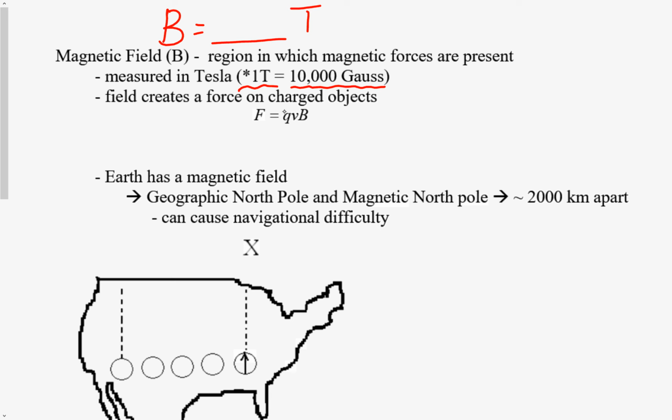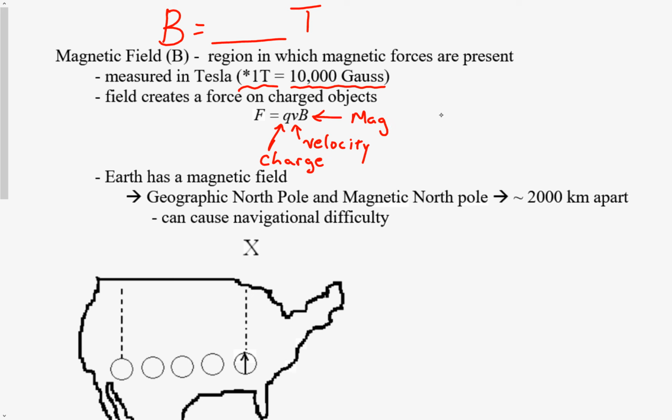So as we move on, a region in which magnetic forces are present, measured in Tesla. A field creates a force on charged objects. So if you were in physics in particular, we would look at this. This Q represents charge. And what's kind of cool is magnetic fields can exert forces. So the V is velocity. And we're not going to work any of these. This is just an overview. And B is the magnetic field itself.